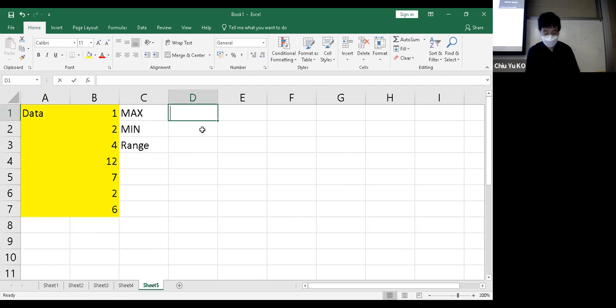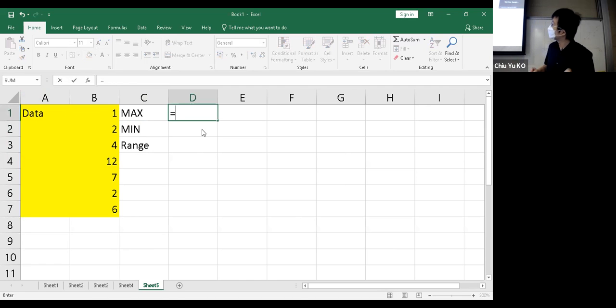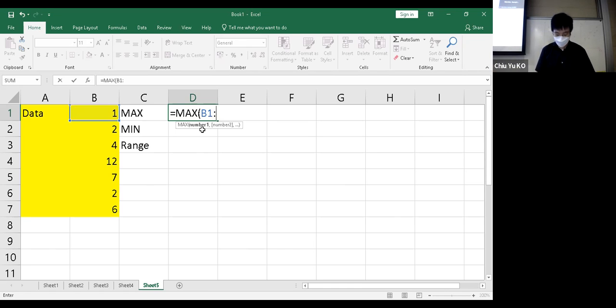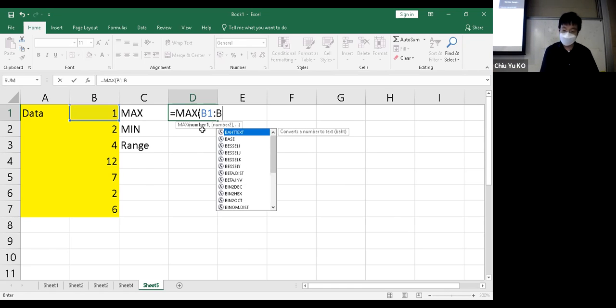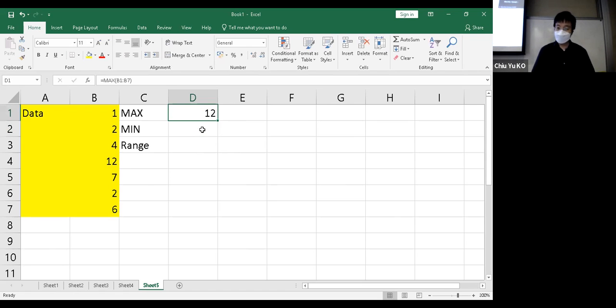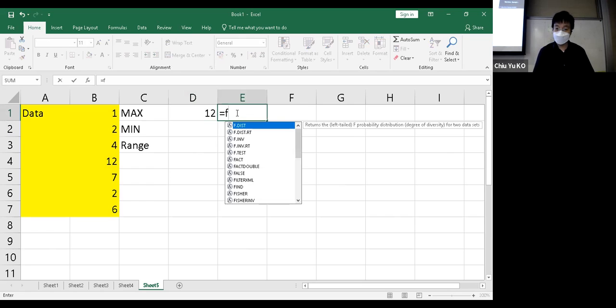Max is rather simple. We just type equal max, bracket. The data is from B1 to B7. You can list B1, B2, B3, all with commas, but you can just use the colon to indicate the range of cells. B1 colon B7 will give the max. Is that okay? I do the formula text, in case you missed it.